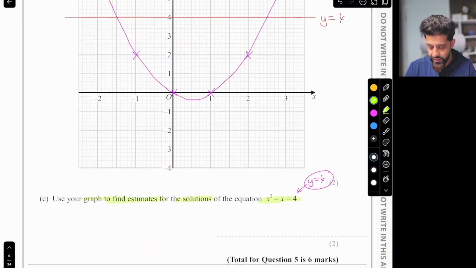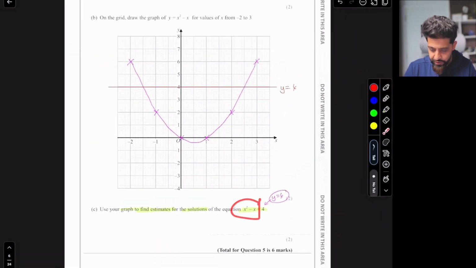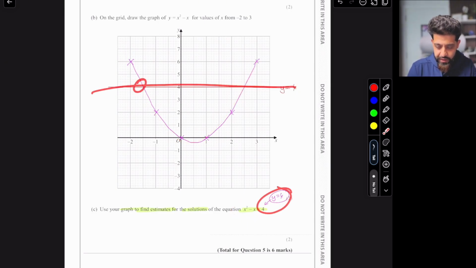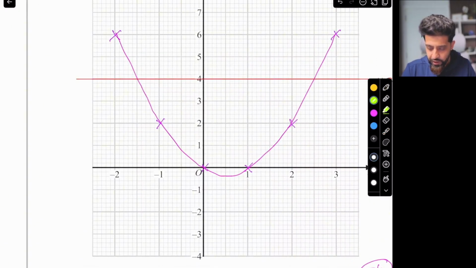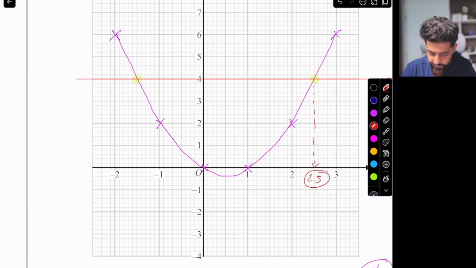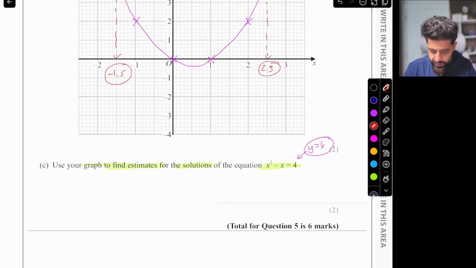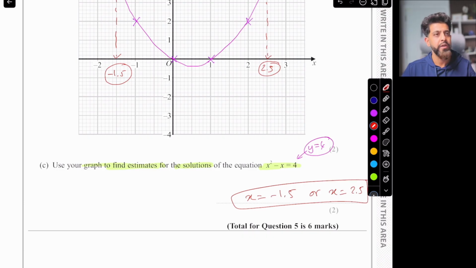Because they're equal to each other. Where does the quadratic graph, this one, which you've drawn here, and the line y equals 4, where do they meet? They meet here and they meet here. So I'm just going to highlight. They meet here and they meet here. Just go down and give the solutions, which is your x value. So this is your x value. So x is equal to 2.5. And this is another x value where x is equal to minus 1.5. So the answers would be x is equal to minus 1.5 or x is equal to 2.5. Okay, they are your two solutions.